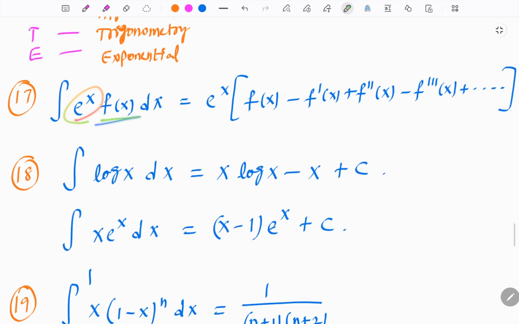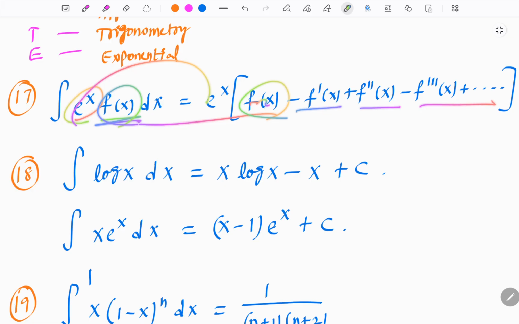u is e power x and v is f of x. e power x will come out, then f will be changed. See, first function, then derivative, then double derivative, then triple derivative. Clear? Here, but the signs will be alternating. That is the only thing you should remember.